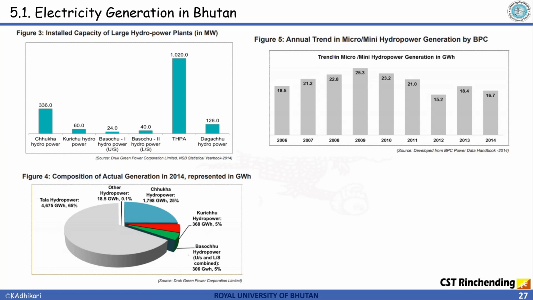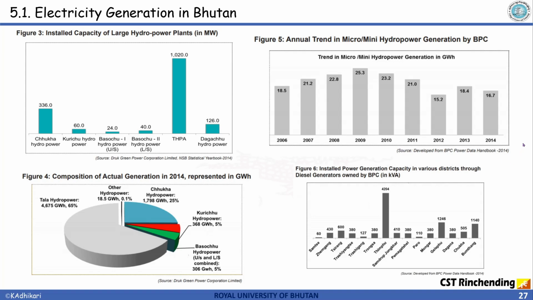And there are other mini and micro hydropower plants in Bhutan. A name is not given here, but this is the total energy produced by all the micro and mini hydropower plants in Bhutan. This is the statistics. And you will be surprised to know that Bhutan also uses diesel to produce energy, and Thimphu is the highest in producing energy from diesel generators. So we also use diesel to generate electricity.